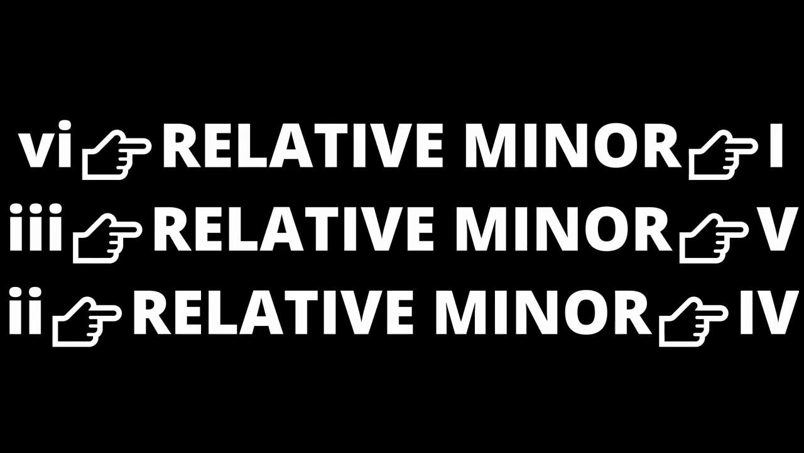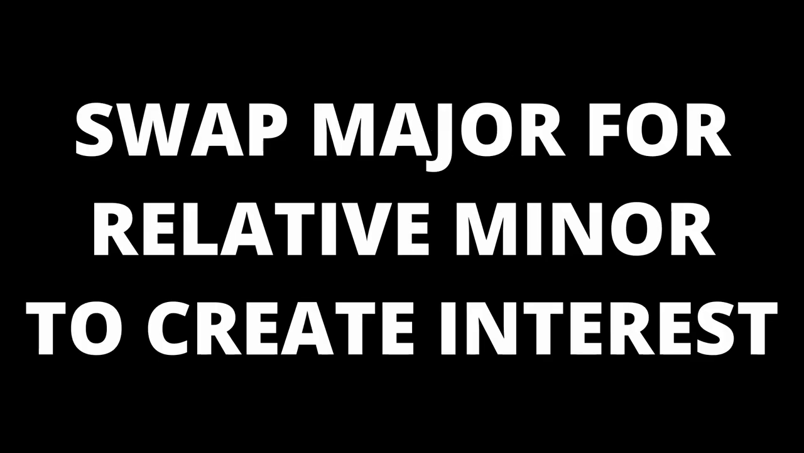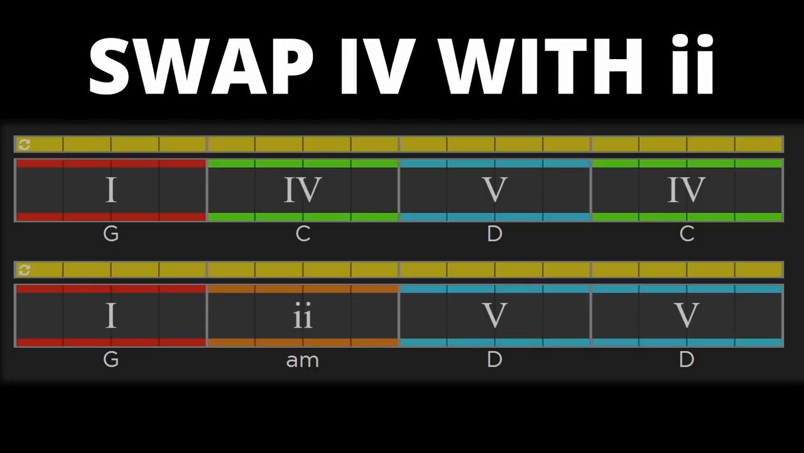These two chords share two notes in common. The 6th chord is always the relative minor of the 1 chord, 3 is always the relative minor of 5, and 2 is always the relative minor of 4. Substituting major chords with their relative minor will create new interest to a progression, but won't sound out of place because of the close relationship in notes. Let's look at a few examples. Listen to how the relative minor changes the feel of the progression.